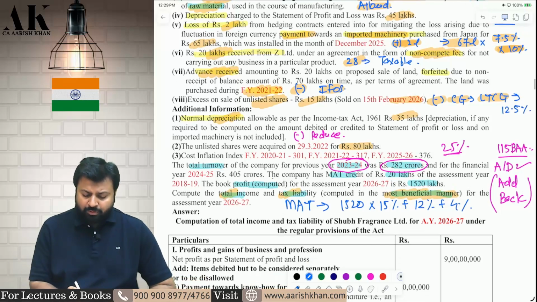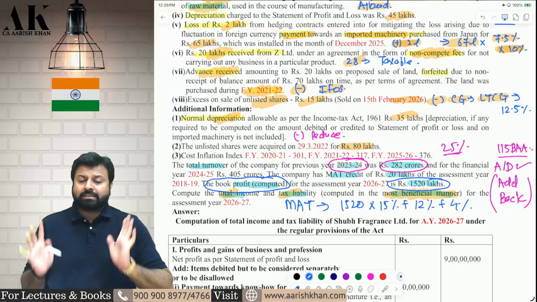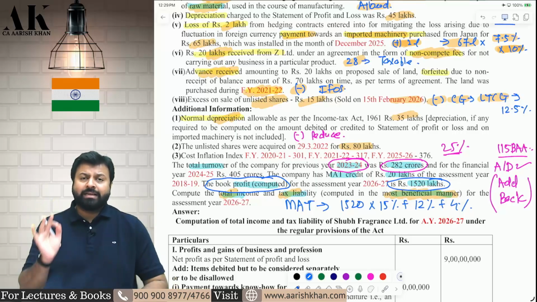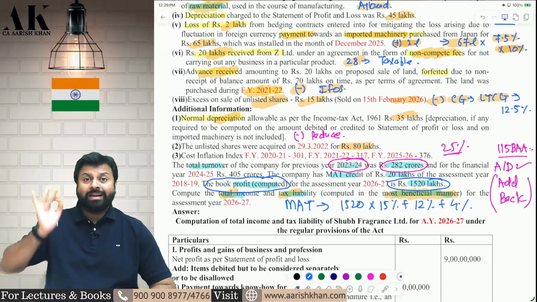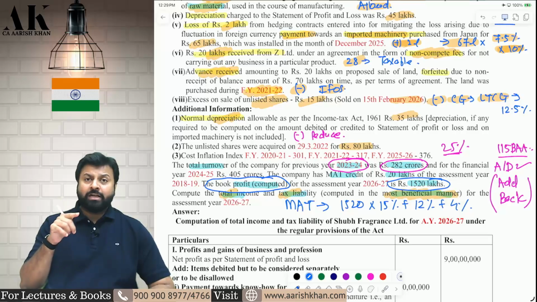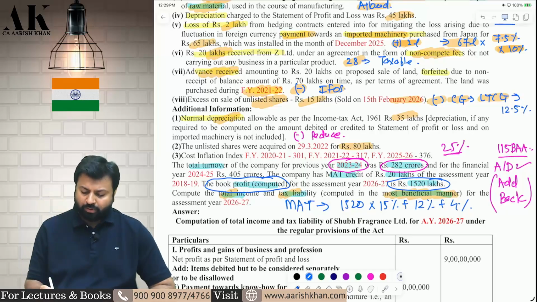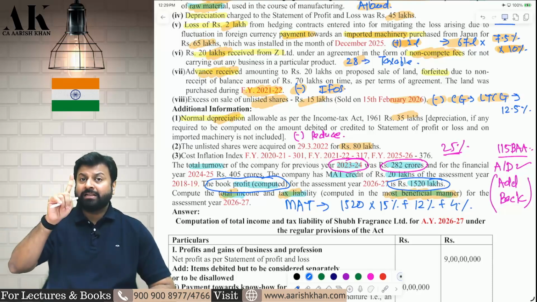Now you will compute your book profit. Book profit will be how much? 1520 lakhs directly they have given. Therefore, book profit is 15 crore 20 lakh. So, how much tax you will apply on this book profit? 15 crore 20 lakh rupees into 15% tax plus 12% surcharge because the book profit is more than 10 crore plus 4% cess. Okay, I hope it is clear to all of you. Then compare normal provision or book profit, whichever is higher, that will be your answer number 1.